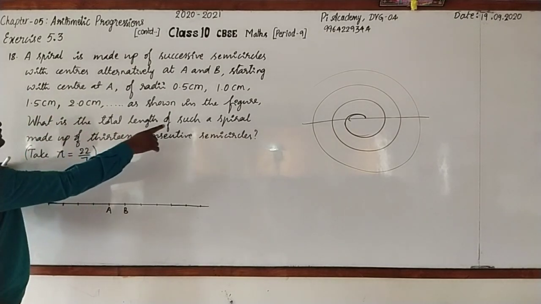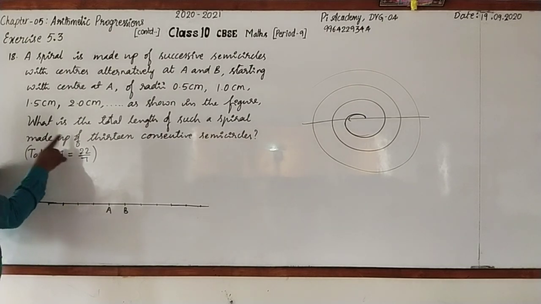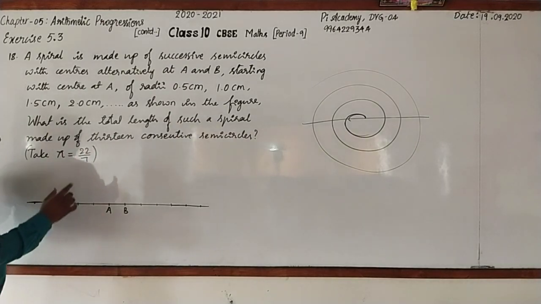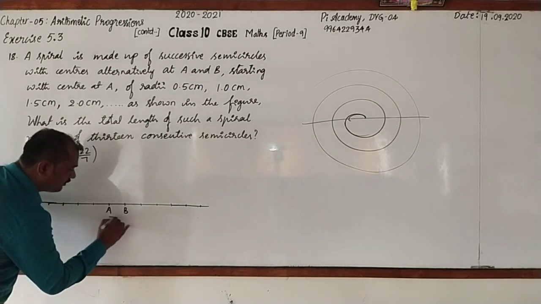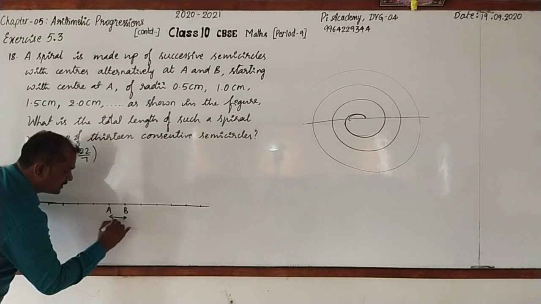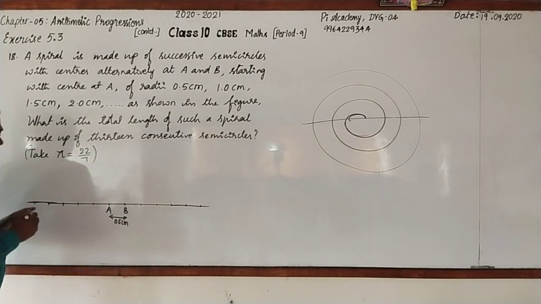What is the total length of such a spiral made up of 13 consecutive semicircles? And you may take pi is equal to 22 by 7. Look here, dear students, they have given the distance between these 2 points is 0.5 centimeter. Here, 0.5, 0.5, and so on.